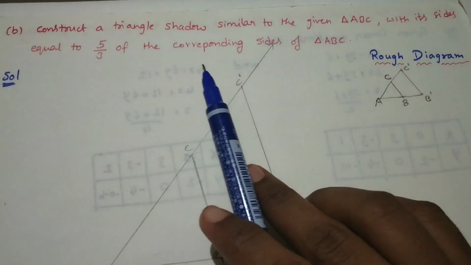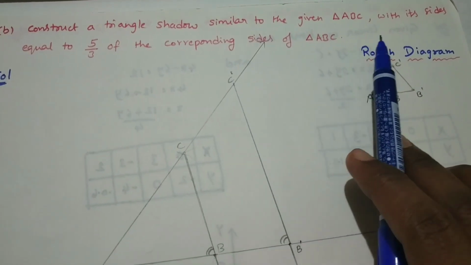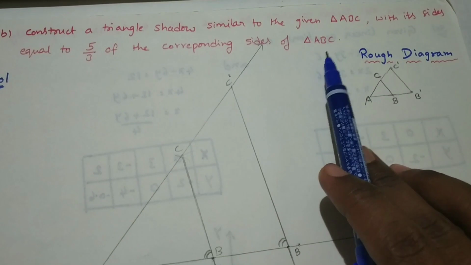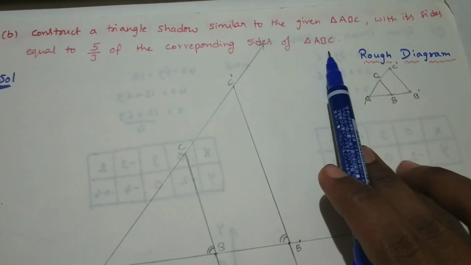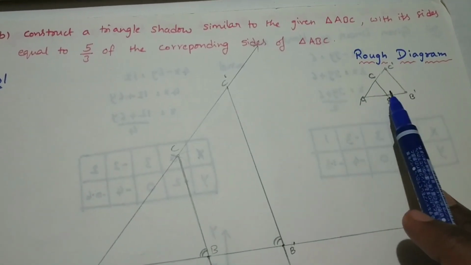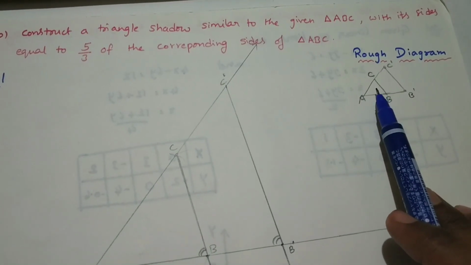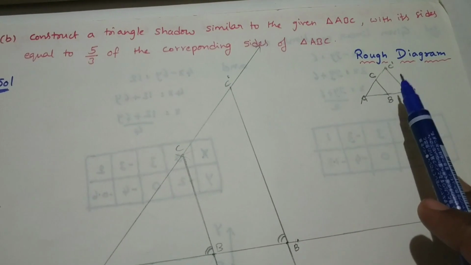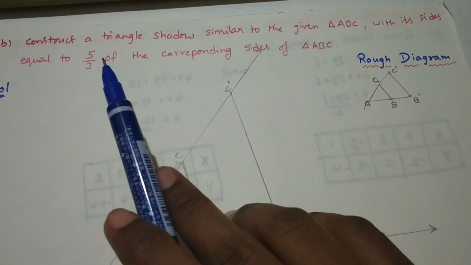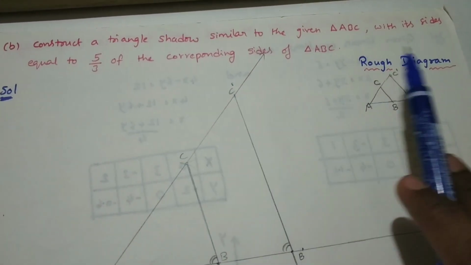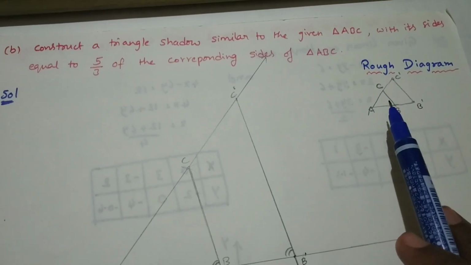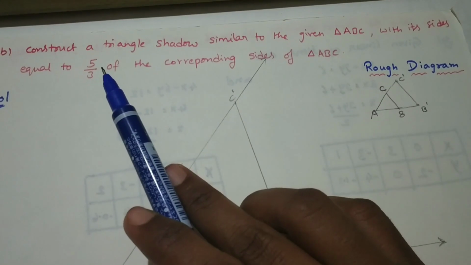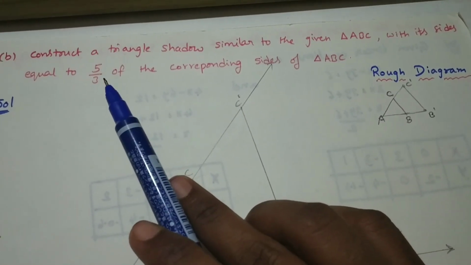33b. Construct a triangle similar to the given triangle ABC with its sides equal to 5 by 3 of the corresponding sides of the triangle ABC. For this one, if you draw a rough diagram, triangle ABC is our triangle. For this triangle, a similar triangle should be drawn. That triangle is 5 by 3 of the given triangle. So 5 by 3 is an improper fraction, as the numerator is more than the denominator.